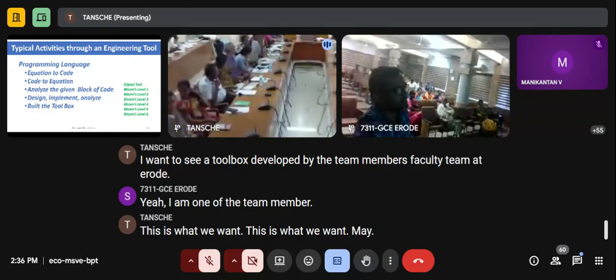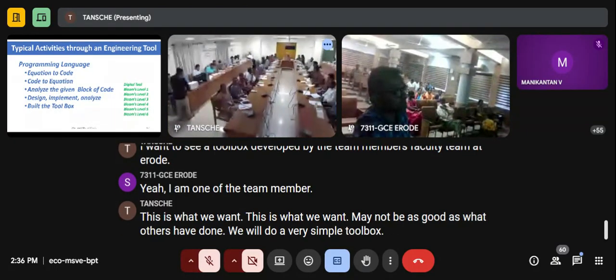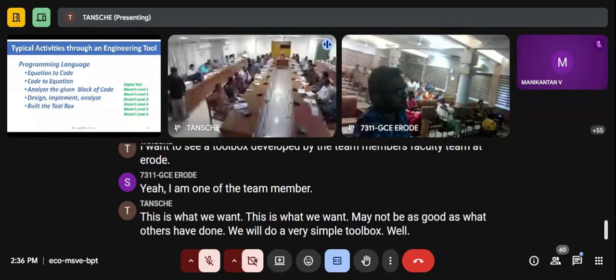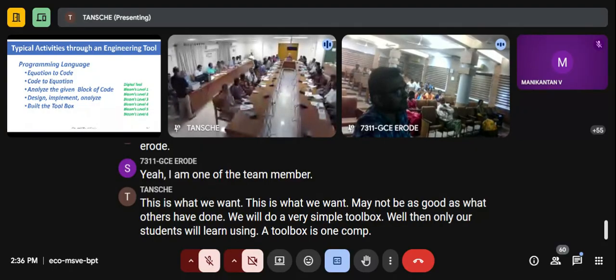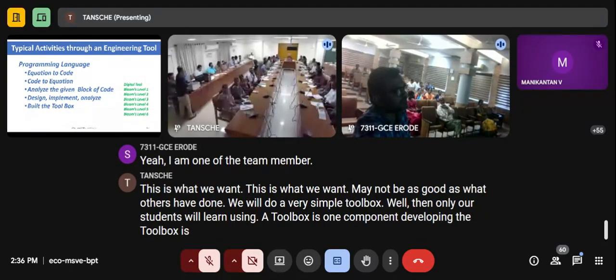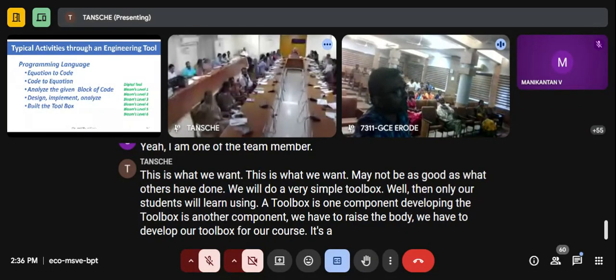It may not be as good as what others have done. We will do a very simple toolbox. Well, then only our students will learn. Using a toolbox is one component, developing the toolbox is another component. We have to raise the bar. We have to develop our toolbox for our course. It's a suggestion. Please explore.